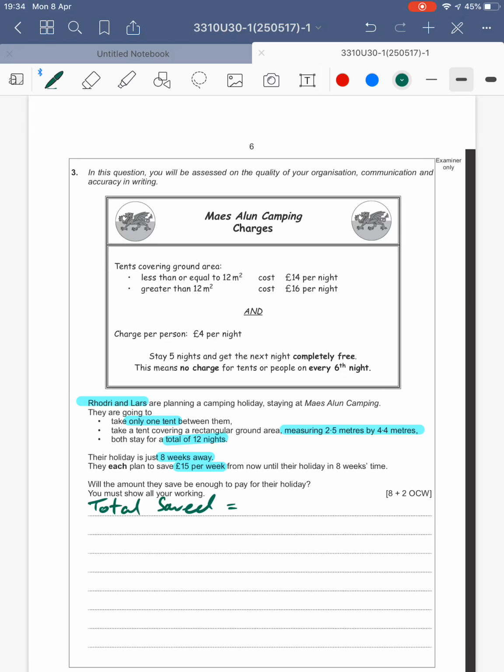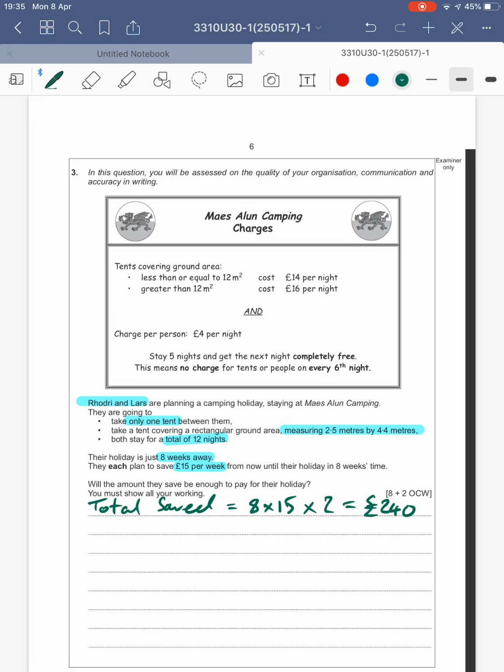Remember this is an OCW question, so you want a description for every calculation. You need all your workings and all your units and everything needs to be correct. So total saved: they're saving £15 per week and they're doing that for 8 weeks, so you want 8 lots of 15. But there's 2 of them also saving it, so we're going to times that by 2. So 8 15s, 120 times 2 gives me £240. So together they would have saved £240.